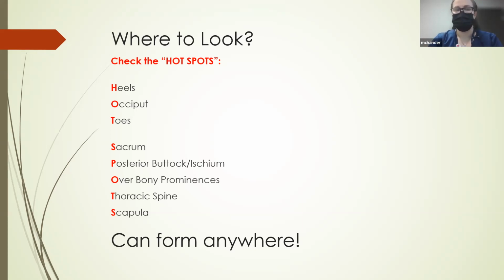The thoracic spine, some people's spines kind of jut out. So you've got that curve, and where that curve is hitting whatever surface they're sitting on, if there's not a lot of padding, you're at risk for breakdown there. And then the scapula, so the shoulders. But they can form anywhere. These are just some of the more common types.